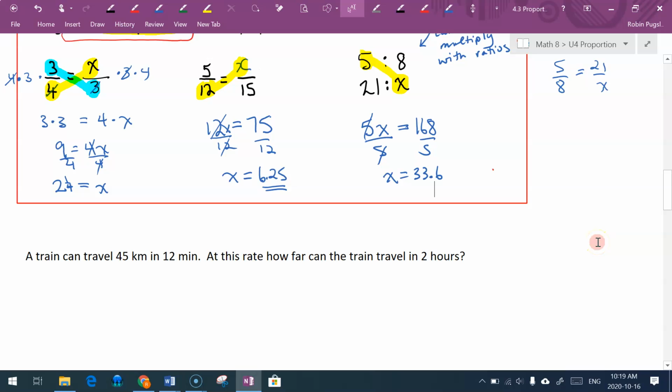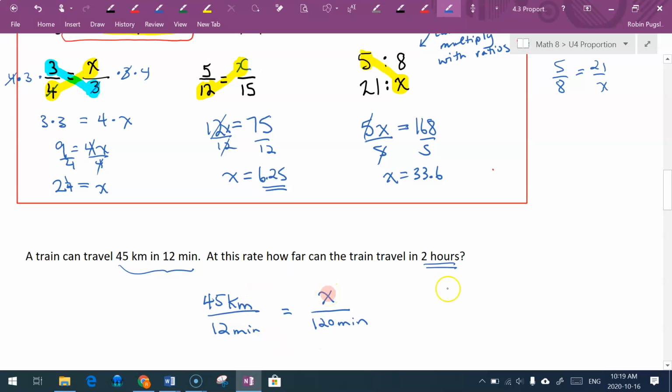All right, a train can travel 45 kilometers in 12 minutes. At this rate, how far can it travel in 2 hours? So let's write this as a rate. The train can go 45 kilometers in 12 minutes. We want to know how far, unknown, use a variable, it can go in 2 hours. Since I have minutes, let's write it in minutes. Well, this one, I can just multiply by 10, right? So don't use cross multiplication if it's that simple.